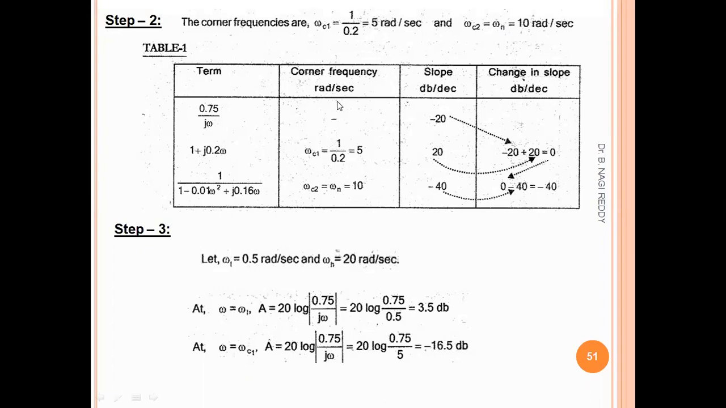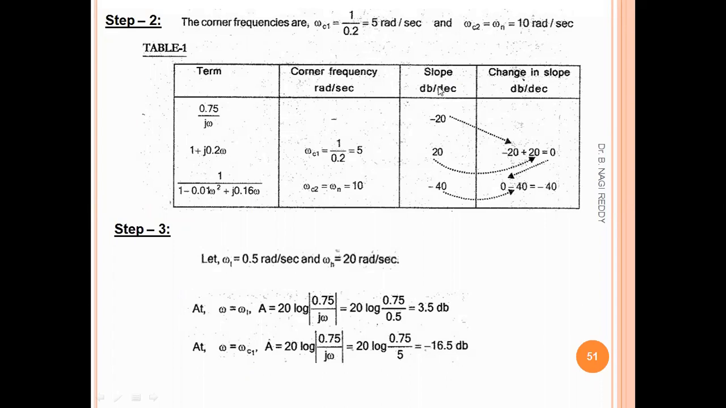Okay, right. So the second column, we have to fill with these corner frequencies, and that too in ascending order. That's why the first term doesn't have a corner frequency. The second term is 5 radians per second, the third term 10 radians per second. So we have to keep these terms based on the corner frequency ascending order.